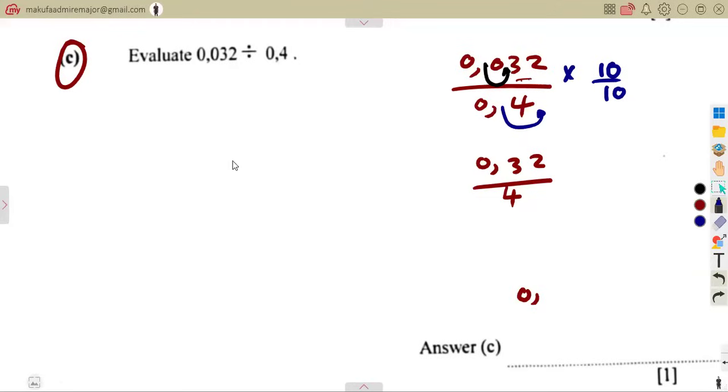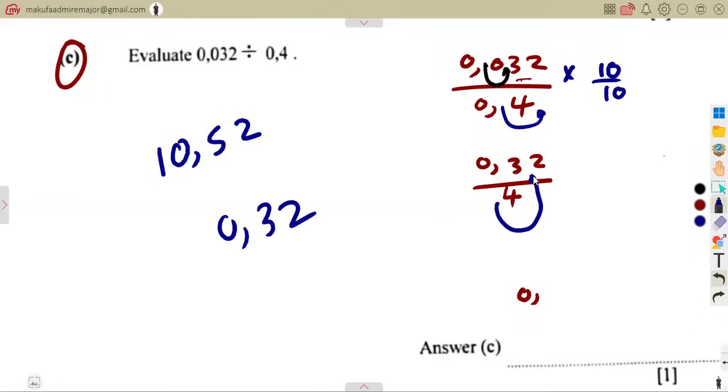Not 32. If you are given 10 comma, this is not 10 comma 52, no, it's 10 comma 52. So you see, the way that you read also affects how you calculate this. If you understand this as 0,32, you're going to be tempted to divide 4 into 32, which is wrong. But if you understand that this is 0,32, digit by digit after the comma, before 10 as it is, this is not 10,52, no, it's 10,52.